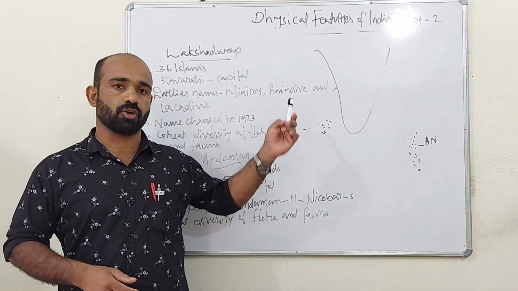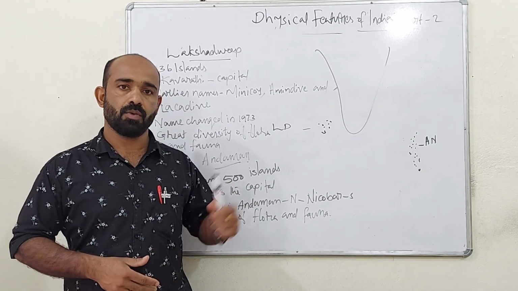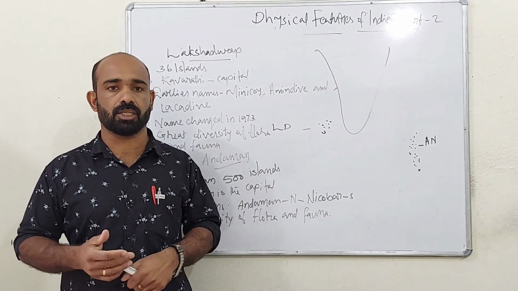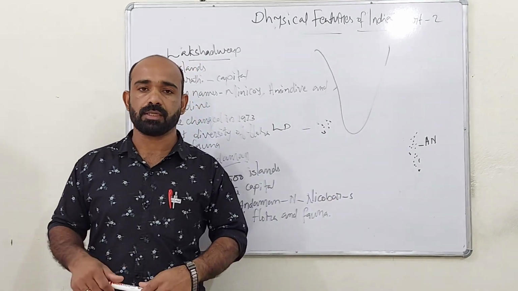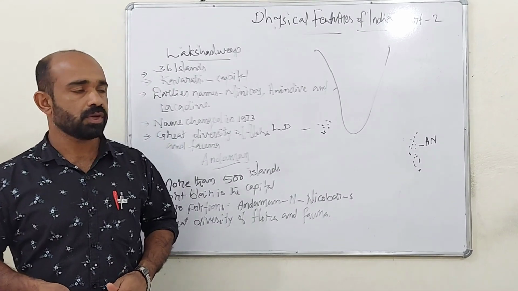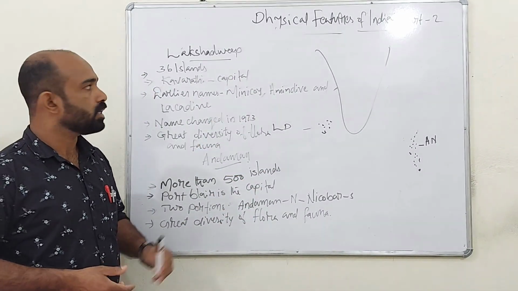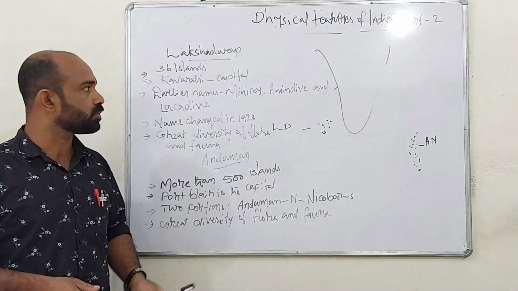Now, let us see the topic islands. We have two island groups. One island group is located in the Arabian Sea, known as the Lakshadweep Islands. Another island group is located in the Bay of Bengal, known as Andaman and Nicobar Island groups. First of all, let us see about the features of Lakshadweep Islands. There are 36 islands in Lakshadweep Island groups.